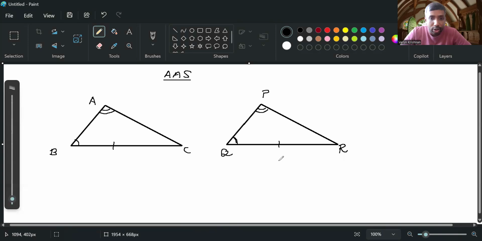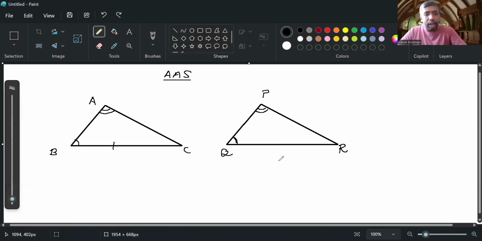Now that is the catch. What's the catch? The sequence of the two angles on one side in both the triangles should be in the same order. What I mean is that if it is ASA for one triangle, it has to be ASA for another triangle. If it is AAS for one triangle, it has to be AAS for the second triangle. It cannot be AAS for one triangle and ASA for another triangle. That cannot be a sufficient condition to prove congruency.